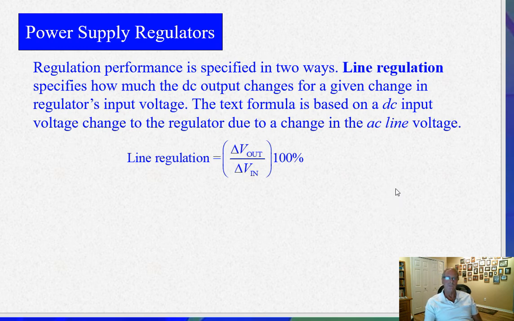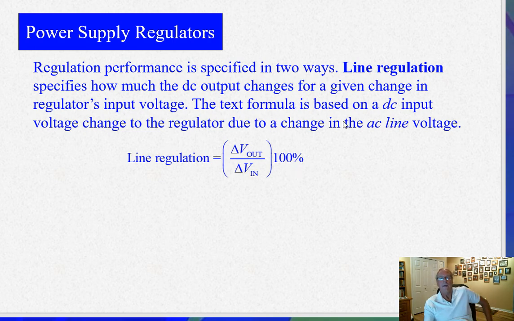2 specifications, as I was saying, on voltage regulators. One is line regulation, specifies how much the DC output changes for a given change in a regulator's input voltage. Here's the formula for it. Line regulation is delta V out over delta V in. That's the amount of change the output changes versus the amount of change the input changes times 100%.